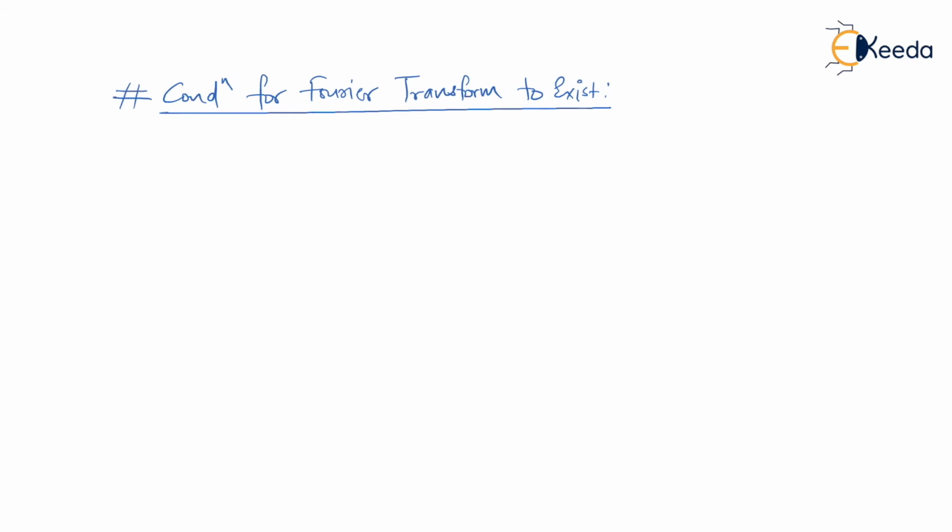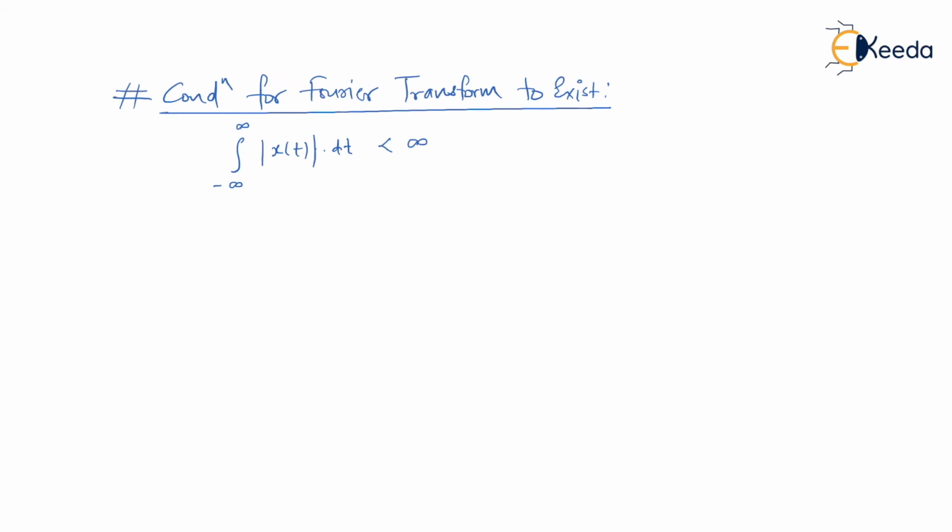So of course, for Fourier transform, what is always given to you is x of t. Therefore, a condition is imposed on x of t only. So the condition says: integrating over minus infinity to infinity, mod of x of t dt should be less than infinity.